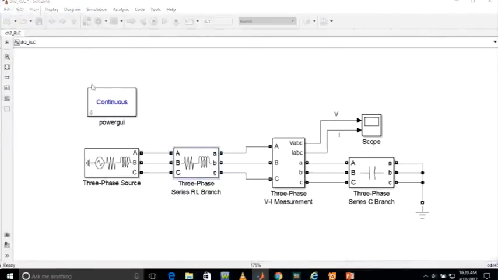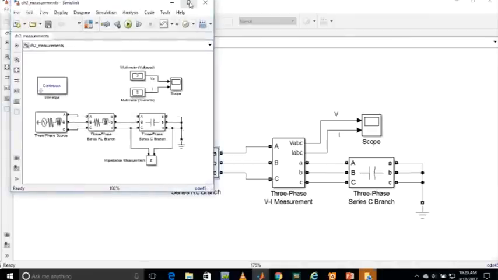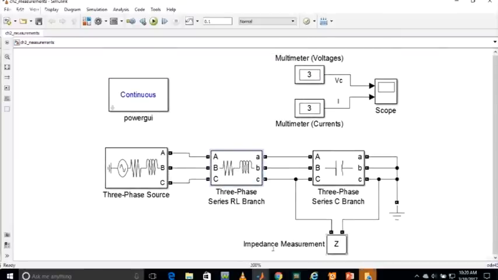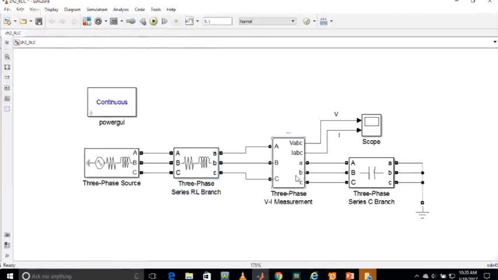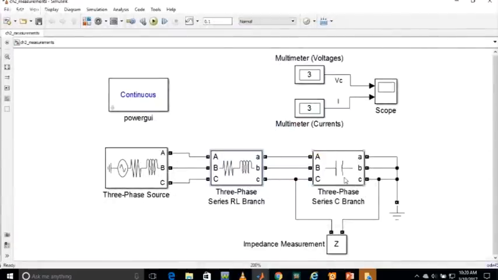Let's open that model. Let's say this is a model. In order to calculate the measurement impedance, you can connect an impedance device, that is the impedance measurement device. If you don't want to connect the three-phase VI measurement device, the three-phase measurement device we have seen, to calculate the voltage value, current value, or impedance value, you can connect a device like this: a three-phase RLC branch connected to a three-phase C branch along with an impedance measurement device.